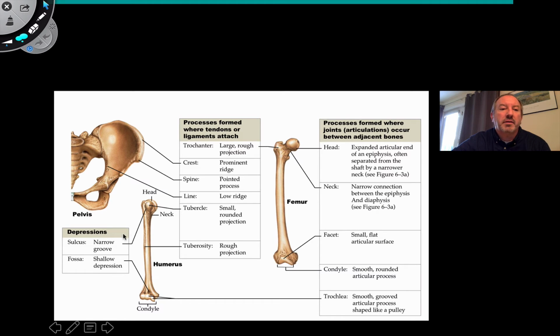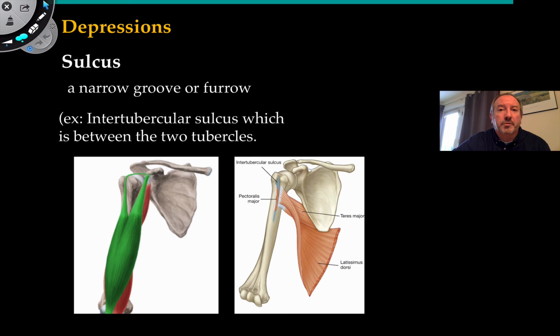Okay, and so now let's take a look at other kinds of markings like depressions and various other processes. We're going to look at processes where tendons and ligaments attach and articulations between the bones. We'll use humerus and femur as an example of that, but I have some other examples as well. Some of these are obvious, some of the terms you may not have heard of before, but they're all fairly important, I might add. So sulcus, sort of like to sulk or to be depressed.